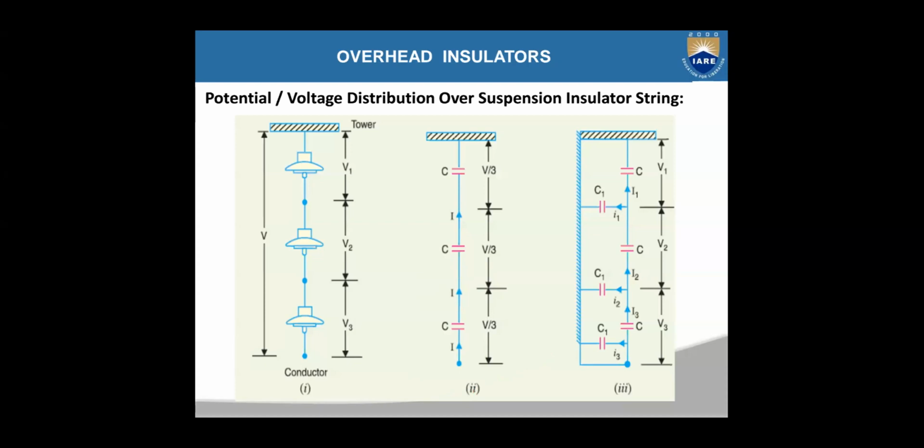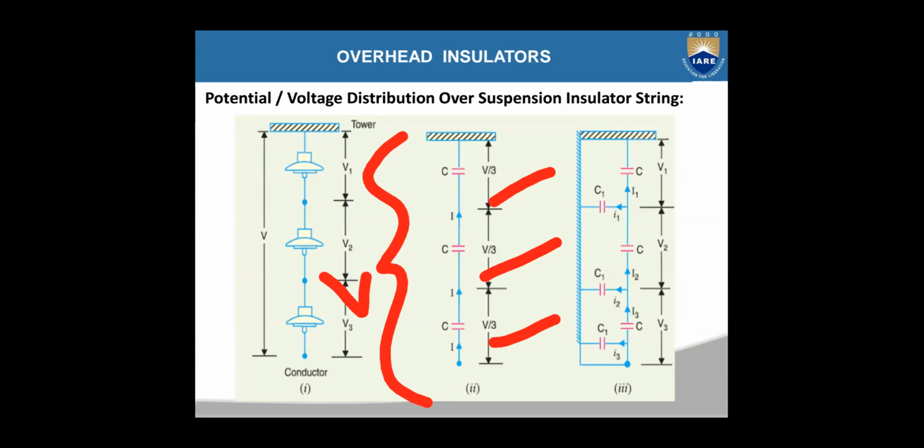You see here in the diagram, as they are connected in series, all the discs will be carrying a current of I. Disc 1 has the current I, disc 2 has current I, disc 3 as well, because they are connected in series. As the current flowing through each disc is the same and the capacitance of each disc is the same, the voltage distribution across the string is also the same, which is V by 3 in each case. The total voltage across the string is V, so the voltage across each disc will be V by 3, V by 3, V by 3.